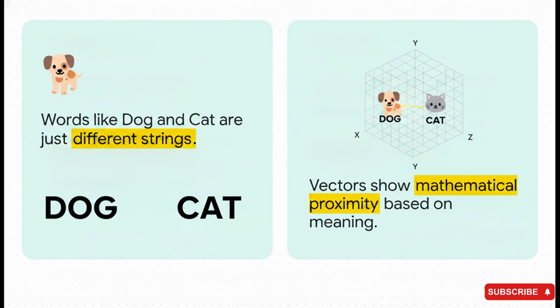Take the words dog and cat, for example. To an old-school computer program, these are just entirely different strings of text, no connection whatsoever. But in an embedding space, their vector coordinates mathematically plot them super close together. Why? Because the embeddings capture the actual nuances of our language. They recognize that, hey, both are pets, both are animals, they share semantic relationships. So they get mathematically mapped right next to one another in this crazy high-dimensional space.